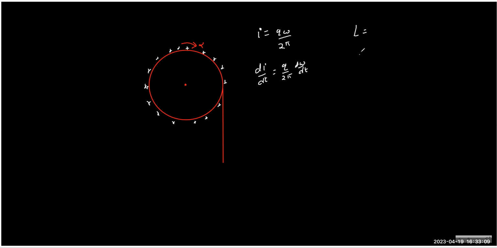So flux will be equal to B into pi r squared. B we can think as mu naught I by L, right? This one we studied, right? For the uniformly charged cylinder, right? Oh, yes.